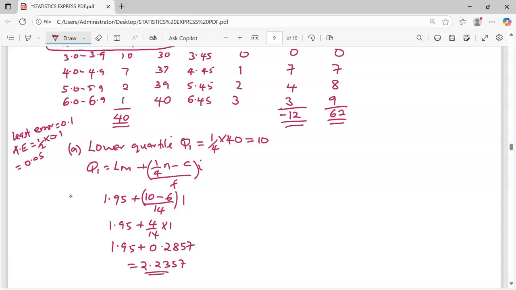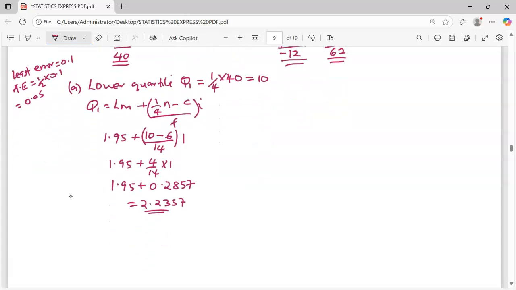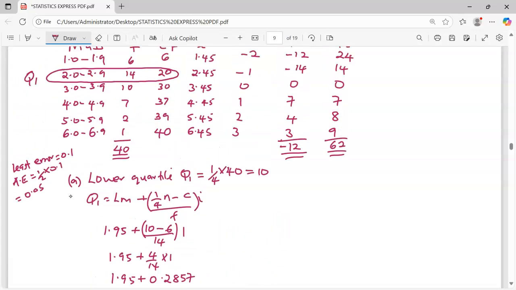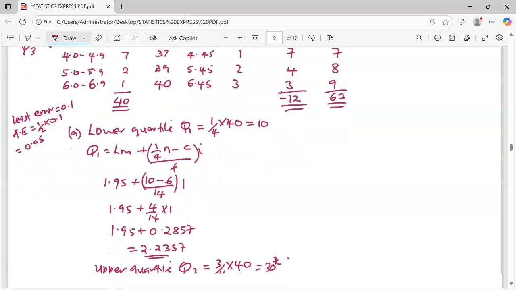We can now move down and get the upper quartile. Let us have the upper quartile. The upper quartile is noted as Q3, and to get where it lies, it is going to be 3/4 of the total, which is 40, and 3/4 of 40 will give us 30. So that is where we are going to pick our upper quartile. So this is our Q1. 30 is exactly here. This is where we are going to pick our upper quartile.